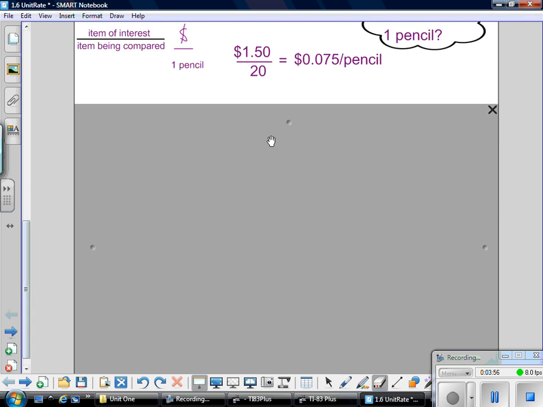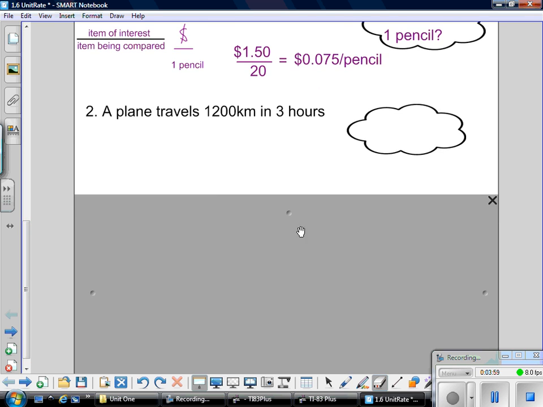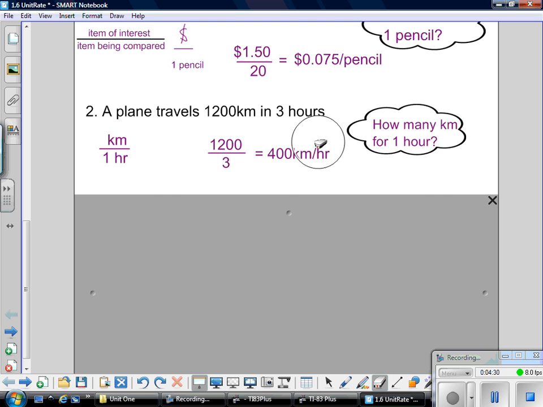The next question: a plane travels 1,200 kilometers in 3 hours. It makes sense that what I'm after here is how many kilometers I can go in 1 hour. Again, my item of interest is comparing kilometers to 1 hour. Same kind of thing: I take my 1200 and put it over the 3 hours and do my dividing, which you should do in your head. 3 goes into 12 4 times, and we have 2 zeros. So we end up with 400 kilometers per 1 hour.